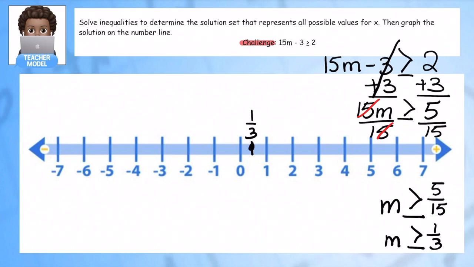So I want all the numbers that are bigger. Every single number, whether it's a fraction or a whole number or not. I want all the numbers. And because it can be equal to 1/3, I'm going to fill in this part over here. All right, so this represents every single number. So I can have 1/3 as the solution and every single value that's greater than 1/3. So let's hit pause and jot this down into your notes.